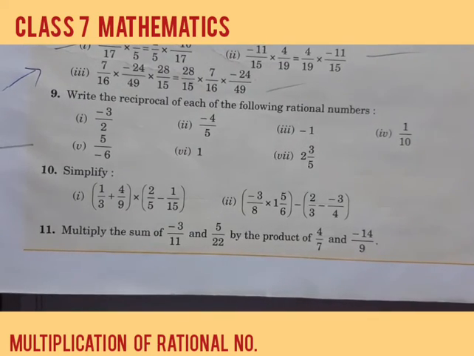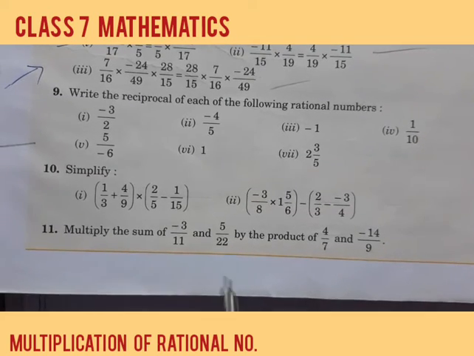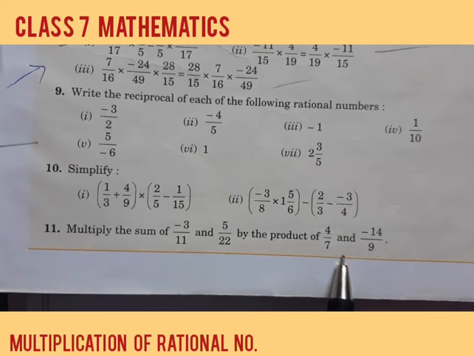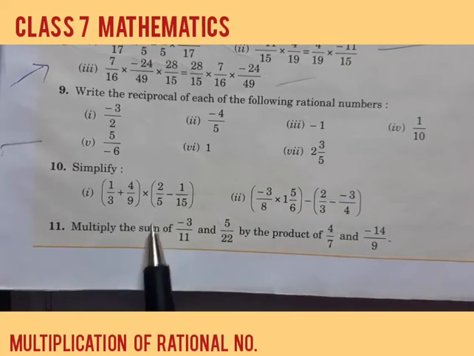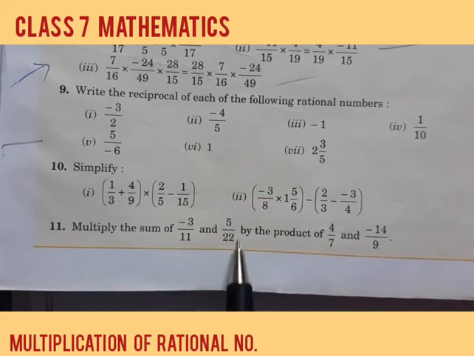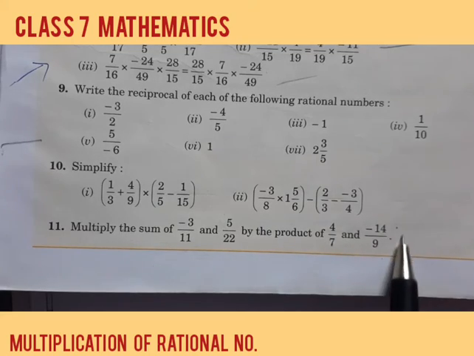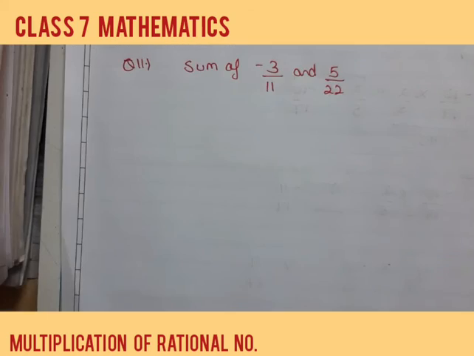Now see the last question of this exercise. Multiply the sum of minus 3 upon 11 and 5 by 22 by the product of 4 by 7 and minus 14 by 9. See, this is a very simple question. It's saying: multiply the sum of this by the product of this. That means first you need to add these, then you need to take the product of these, and then you need to multiply both of them.